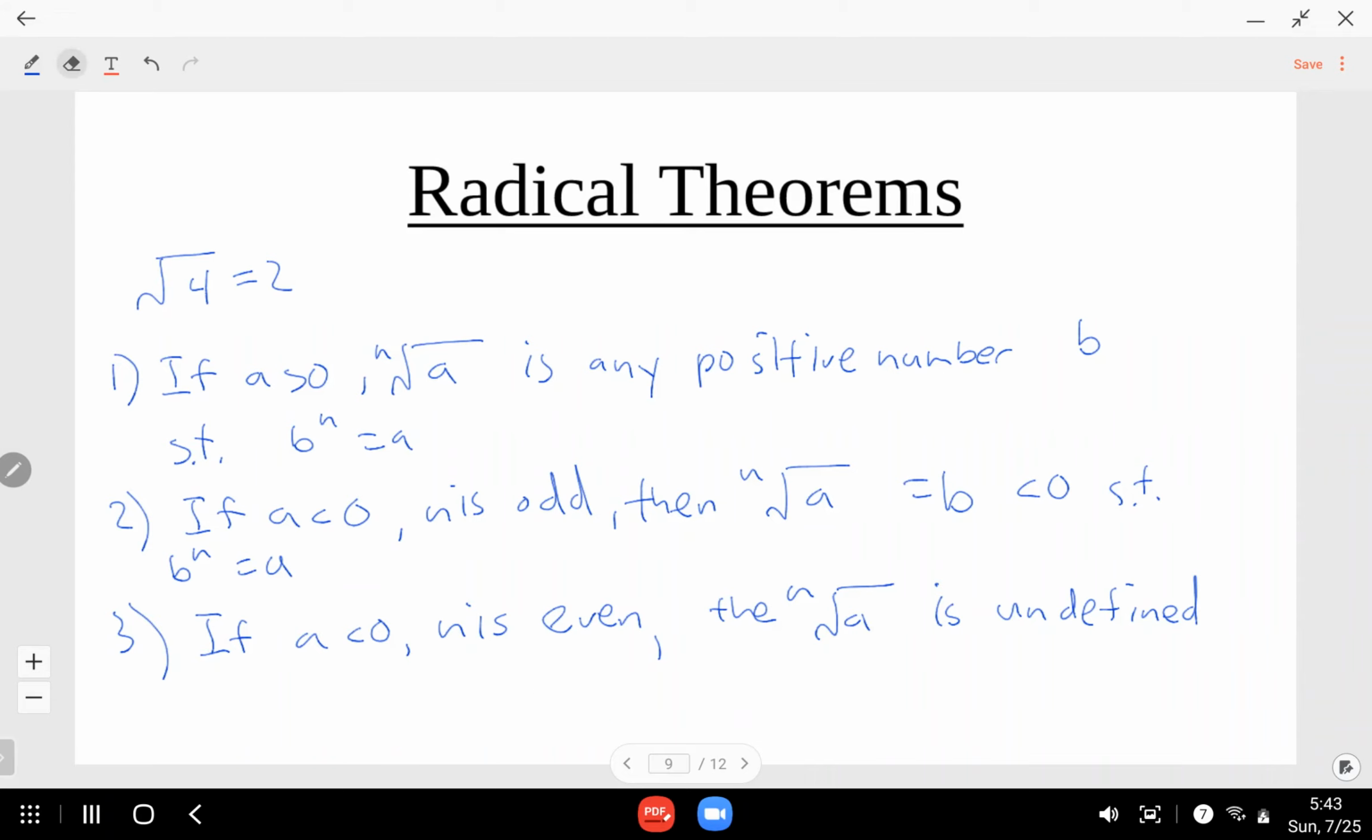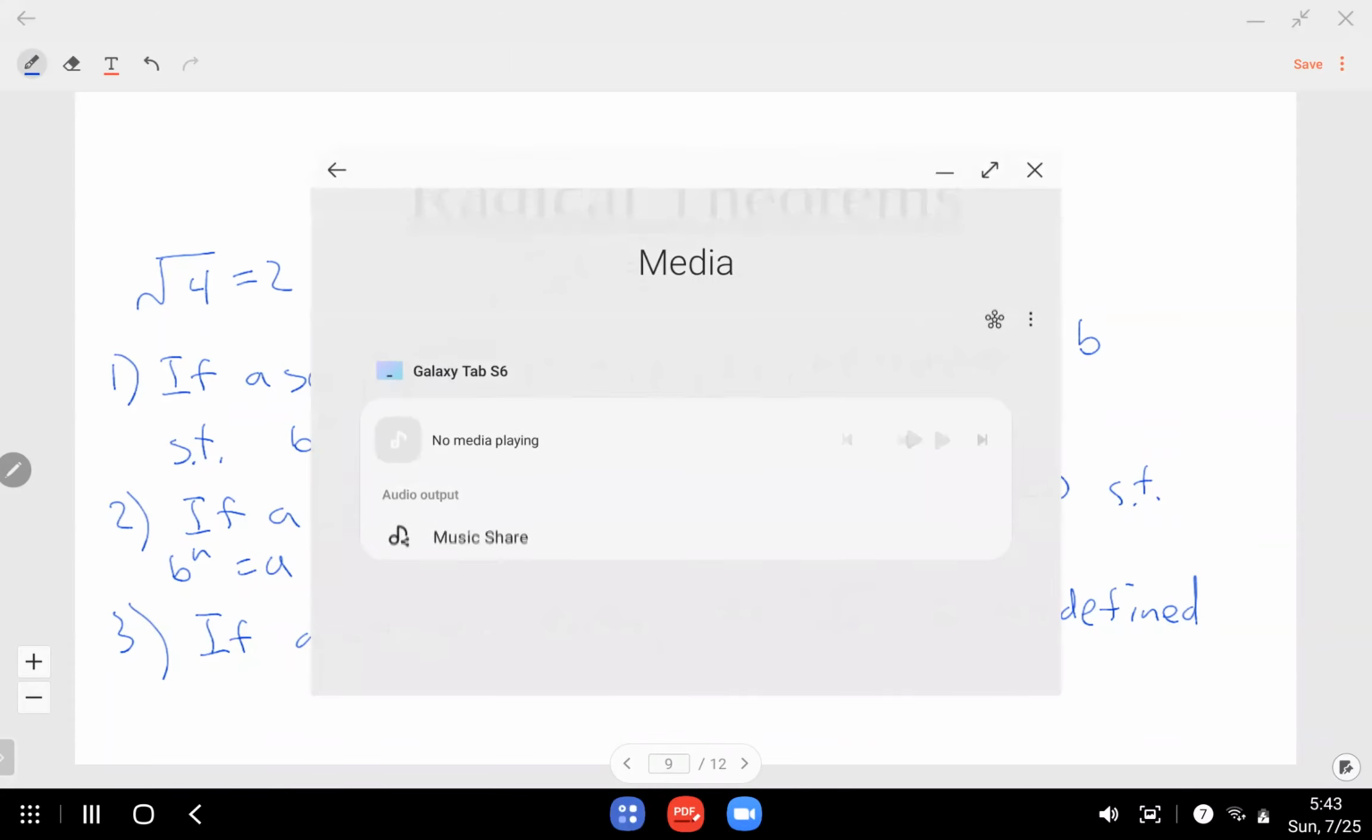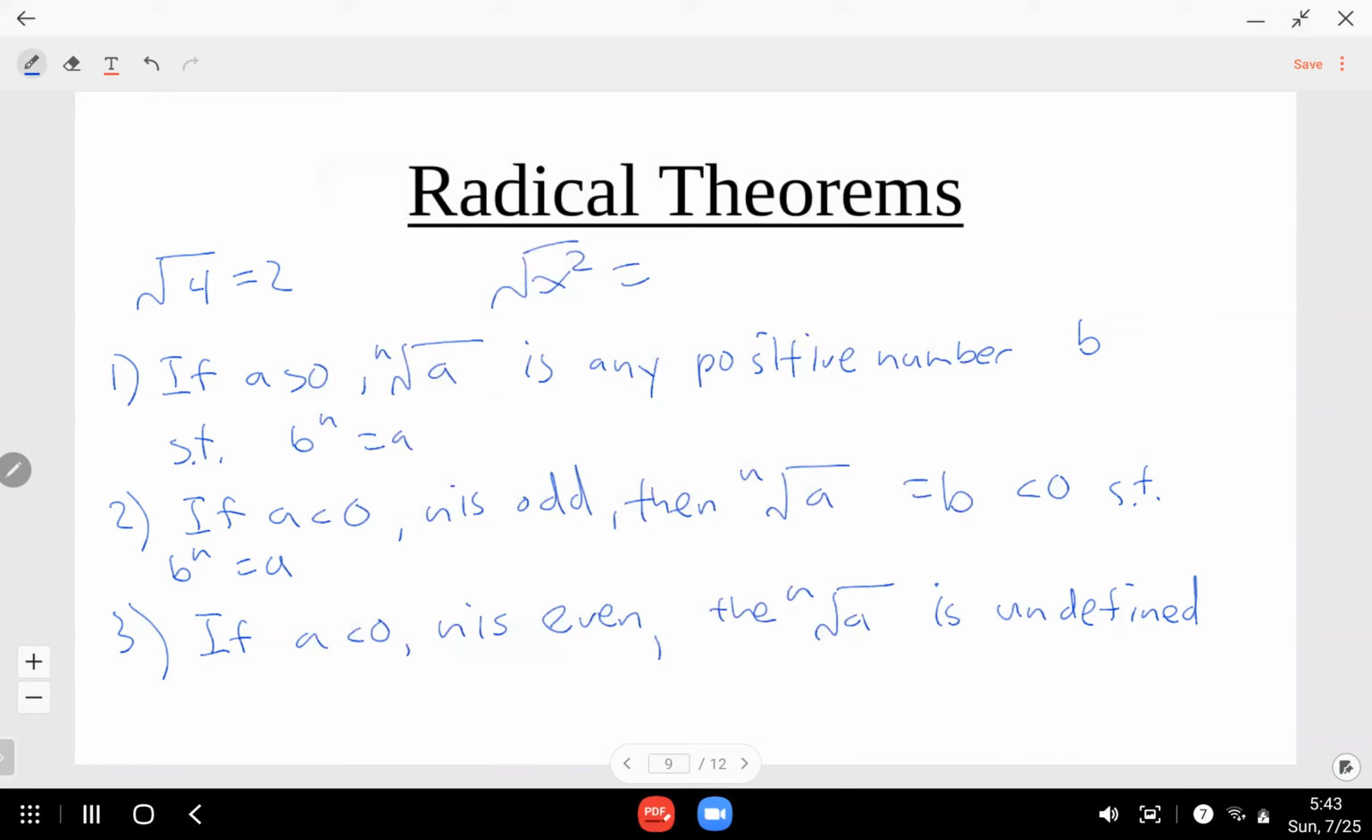So, does everybody get principal square root? And also, let's do another one. What is the square root of x squared? What is that? Any ideas? What does the square root of x squared equal?